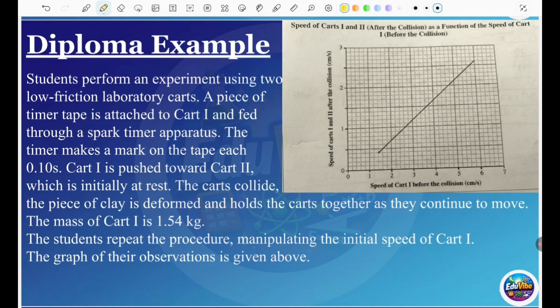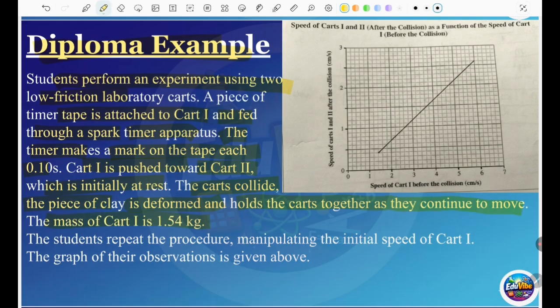We will deal with a diploma example, from an official diploma exam. Let's see. They mention a student performance experiment using two fictional laboratory carts. A piece of timer tape is attached to cart 1 and fed through a spark timer apparatus. The timer makes a mark on the tape every 0.10 seconds. Cart 1 is pushed toward cart 2, which is initially at rest. The carts collide, the piece of clay is deformed and holds the carts together as they continue to move.